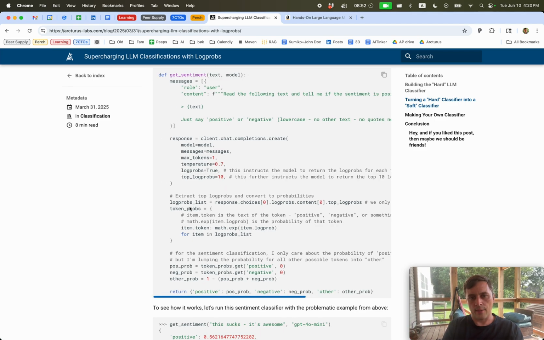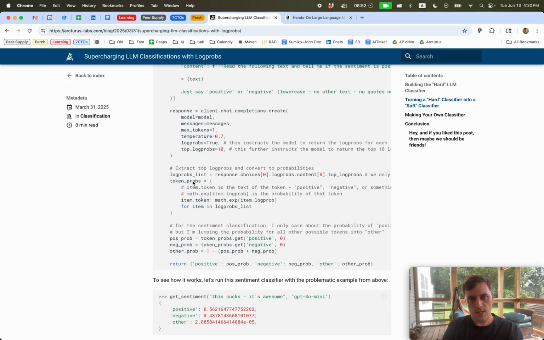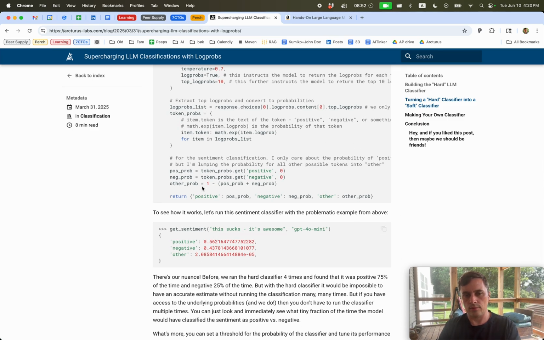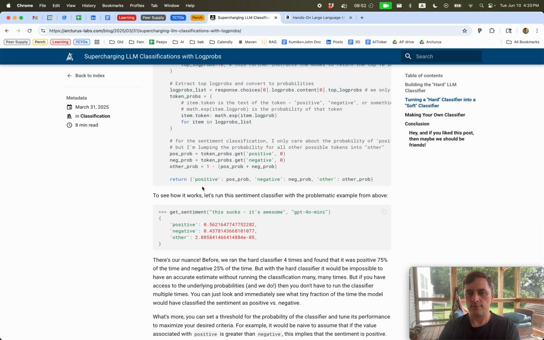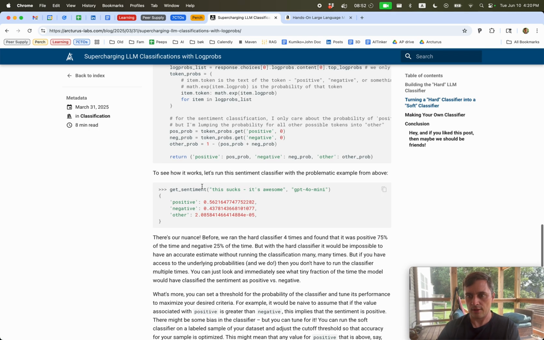So I'm going to grab those logprobs out. I'm going to take the exponent, and I'm going to print out, in this case, just the two important ones, the probability for positive and negative, and then I'll keep track of how much probability was spent on the other tokens, because it's a non-deterministic model. It sometimes uses other tokens as well.